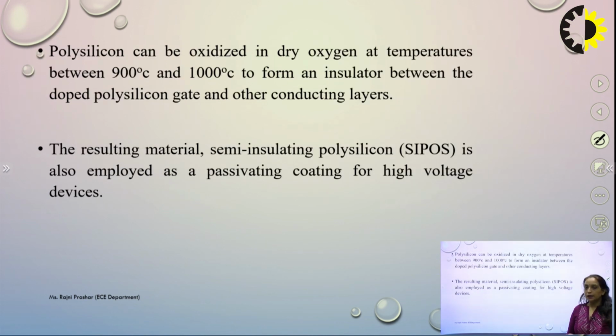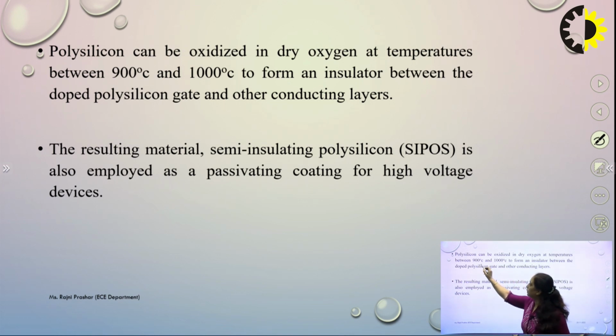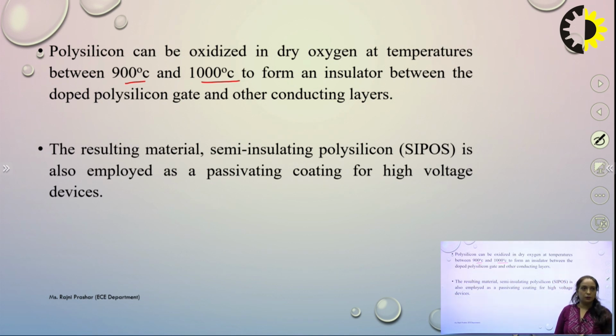This polysilicon can be oxidized in dry oxygen at a temperature between 900 and 1000 degrees C to form the insulator between the doped polysilicon gate and another conducting layer. The resulting material, semi-insulating polysilicon, which is named SiPOS, is also used as a passivation layer to coat high voltage devices.